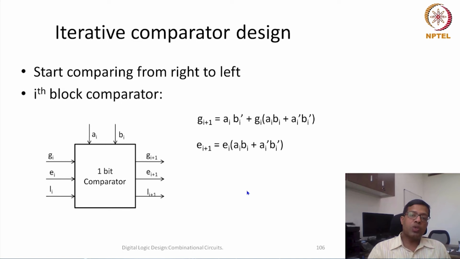Okay. Similarly we can also find out the equal bit. For the equal bit it is more reasonable and easy to understand that if previously it was equal, Ei, and now also it is equal, so currently Ai and Bi should both be the same, either both should be 1 or both should be 0.